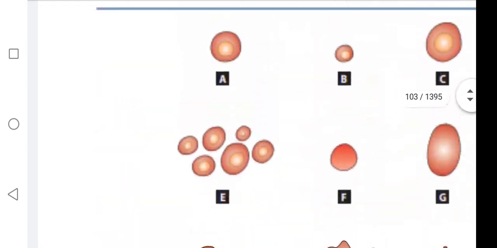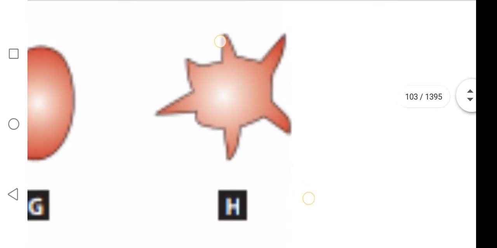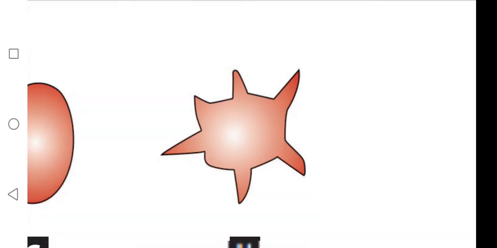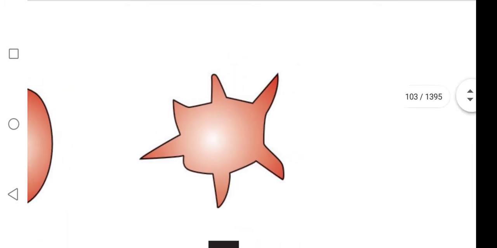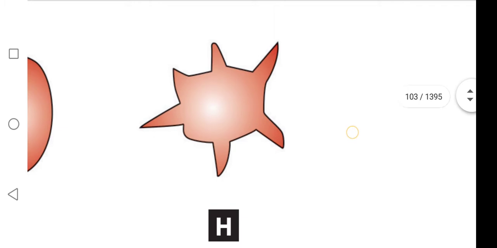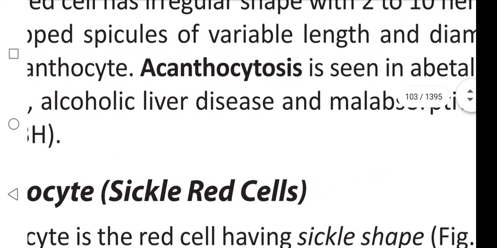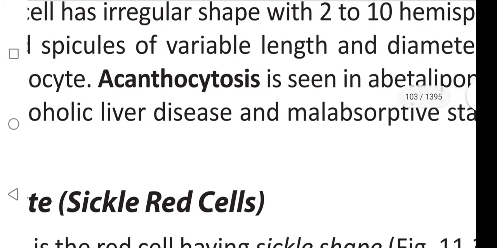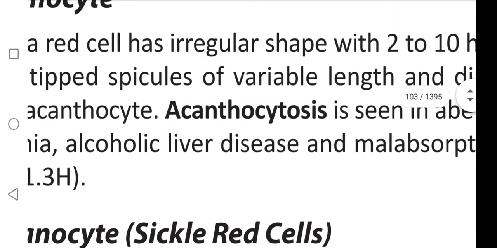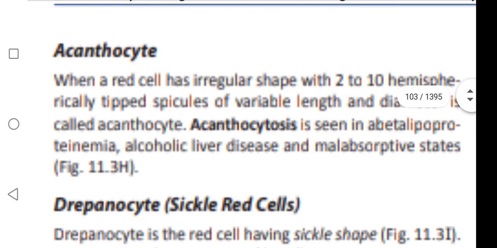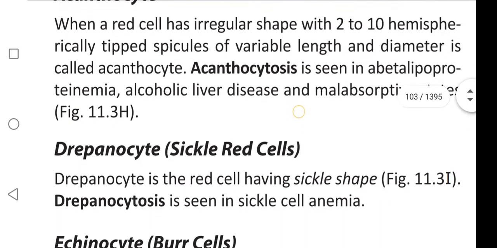This is an acanthocyte. You may observe here 2 to 20 hemispherical structures. And the conditions this may occur in are alcoholic liver disease, malabsorptive states and abetalipoproteinemia. These are the conditions in which we can observe acanthocytes.